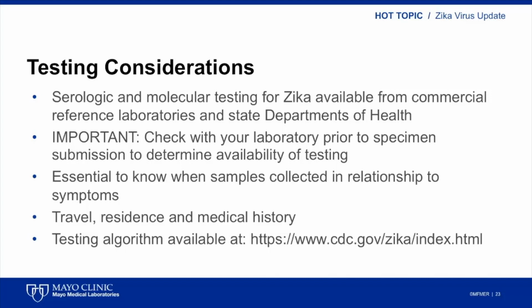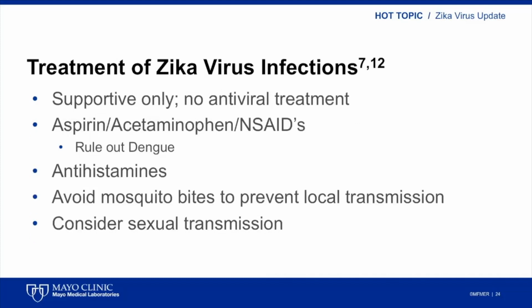Algorithms to guide when and how Zika testing should be performed are available at www.cdc.gov/Zika. The treatment for Zika virus infection in symptomatic individuals consists of supportive care only and is mainly comprised of rest and fluids. This may include aspirin, acetaminophen, or other non-steroidal anti-inflammatory agents for joint pain and headache. Testing to rule out dengue fever should be performed before use of these agents due to the possibility of hemorrhage.